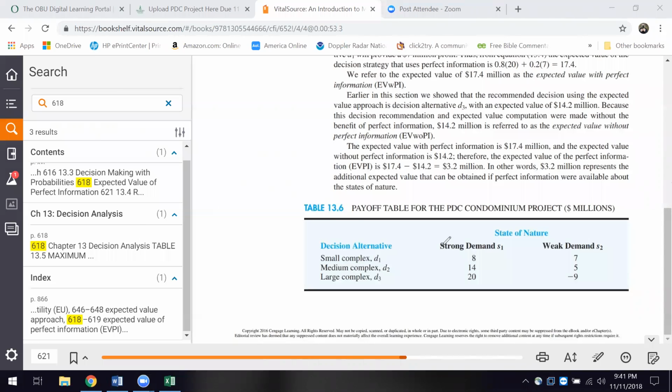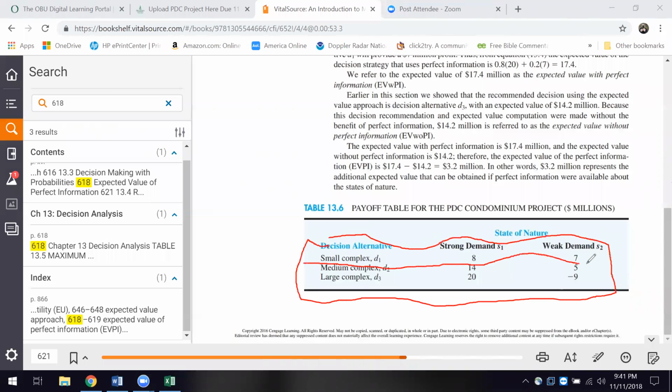I've never used this little tool, so let's see what happens. Oh, I've got a little more freedom here to make it look really splotchy. Okay, here are my decision alternatives, and here are my states of nature.